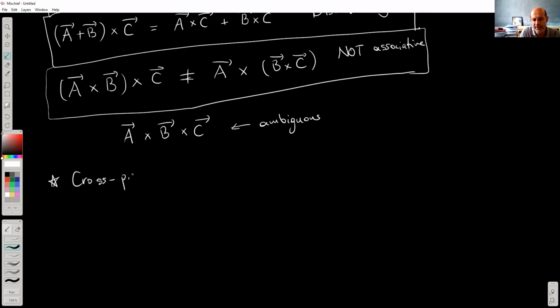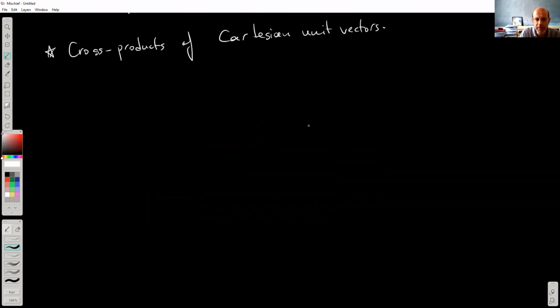So cross products of Cartesian unit vectors. Let me remind you again of the essential things in here. We have an XYZ frame. We are going to use these frames a lot in almost all physics courses, probably. These axes are mutually perpendicular to each other. Just keep this in mind, but I'm not going to draw these lines in here.